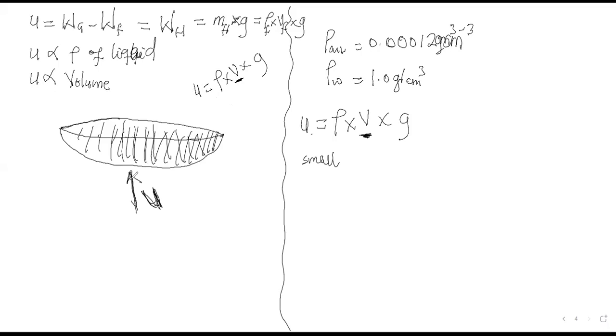So upthrust experienced by objects is directly proportional to the density of the liquid. The greater the density, the greater is the upthrust. And the lesser the density, the lesser is the upthrust. Upthrust is also directly proportional to the volume of fluid displaced by the body in the fluid. So the greater the volume of fluid displaced, the greater is the upthrust. And the lesser the volume of water, the lesser is the upthrust as well.